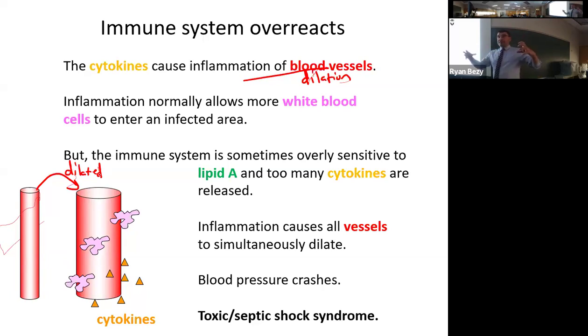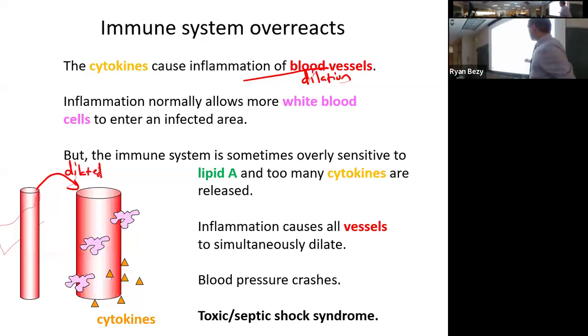All of it dilates, or a good chunk of it dilates. And so what ends up happening is sometimes your immune system is too sensitive to detecting that lipid A, too many cytokines get released, and then the inflammatory response causes all of your blood vessels to dilate simultaneously. And if all your blood vessels suddenly get bigger, what happens to your blood pressure?